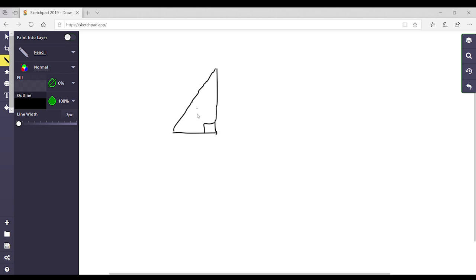What's special about it? Well, it turns out that if you have this angle here, there are three functions: sine, cosine, and tangent.